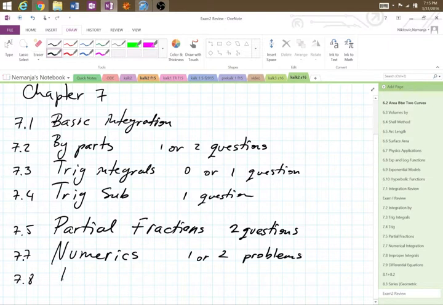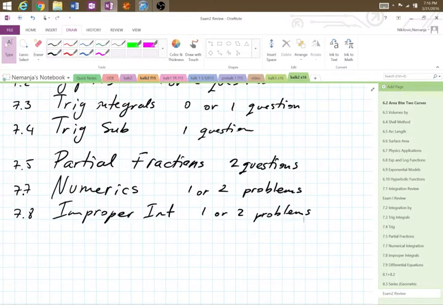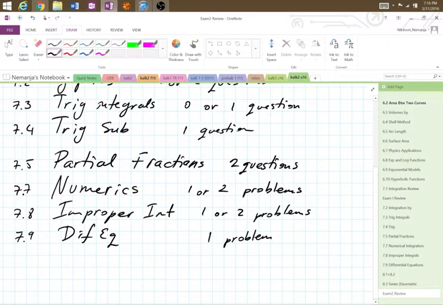7.8, improper. One or two, because we have type 1, type 2, right? 7.9, differential equations. One problem. Generally, you separate the variables, or the first order linear where you memorize the formula, right? But you can still do it with the separation of variables. So that's it.